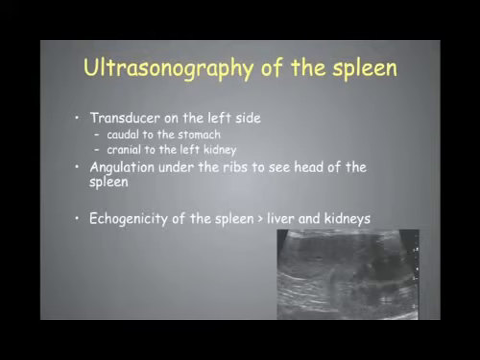Then we have to keep in mind that the echogenicity of the spleen is generally greater than that of the liver and kidneys. So the spleen will always be brighter than the liver and kidneys. If it's not, then there is a problem.